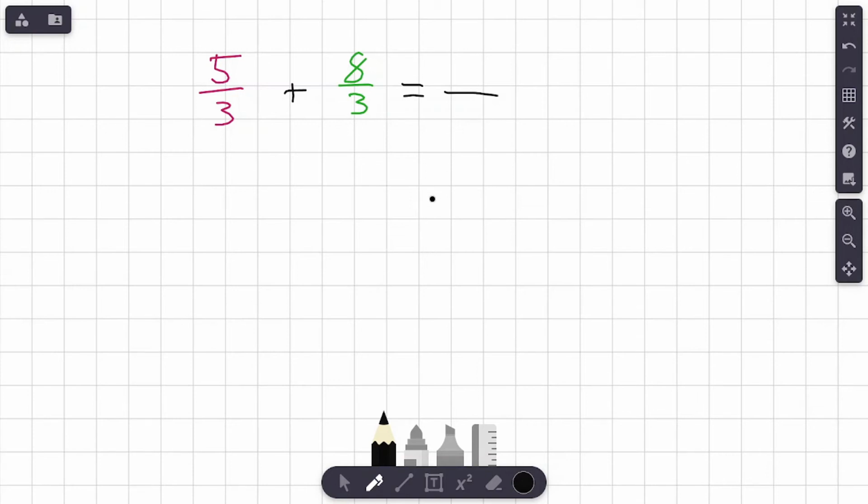5 plus 8, let me think, that should be 13. Yep. Do we add the denominators? No, we do not. The denominator stays the same. There we go. We've got 13/3. Think for a moment. What does that mean?